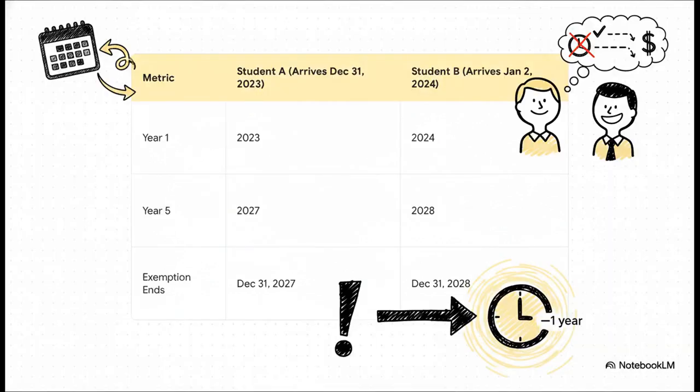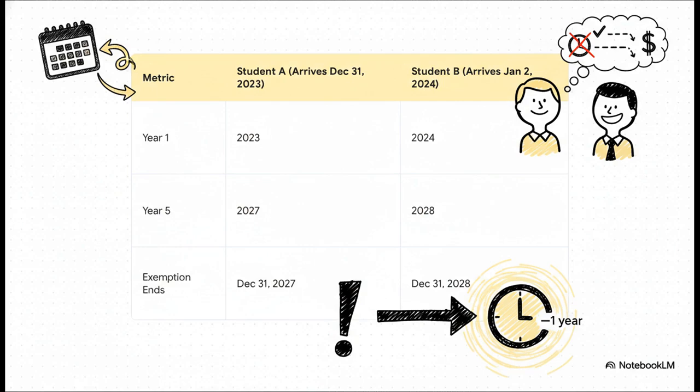Let's put this into perspective. Look at student A, who lands on New Year's Eve, December 31st, 2023. That single day makes 2023 their year 1. Their exemption ends on December 31st, 2027. Now look at student B, who arrives just 2 days later on January 2nd, 2024. Their year 1 is 2024, and their exemption runs all the way to the end of 2028. Just 2 days difference in arrival created a 1-year difference in their tax status.